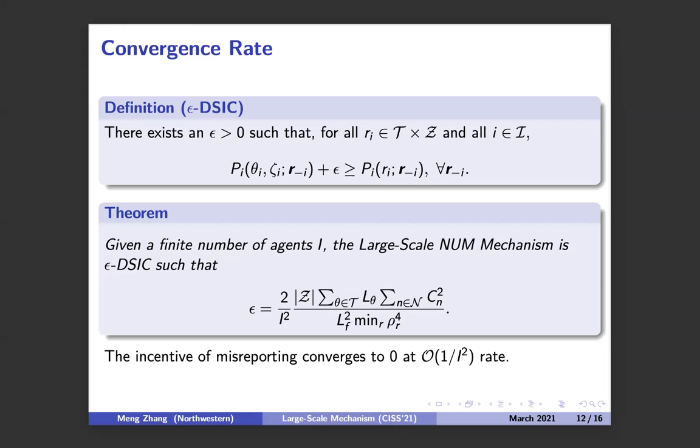And based on that, we are ready to introduce one of the key results of this work. Given a finite number of agents, the large-scale mechanism is epsilon dominant strategy incentive compatible, such that epsilon satisfies this equation. This basically means that the incentive to misreport converges to 0 at the rate of 1 over I squared, which is quite speedy.